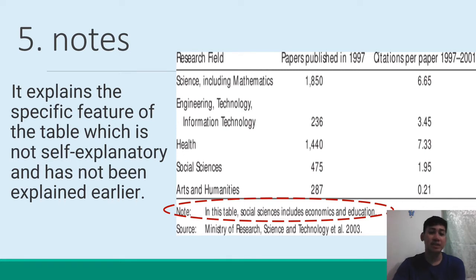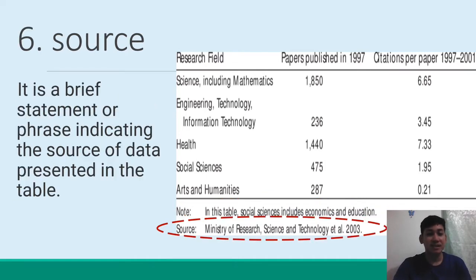Then, notes. It explains the specific feature of the table which is not self-explanatory and has not been explained earlier. So, if there are items in the table that are not easily understood, so you can go to the note or see the note. So a note ay nasa babang parte ng table. Then the source. It is a brief statement or phrase indicating the source of data presented in the table. So, naka-circle siya. So, source, ito yung reference.